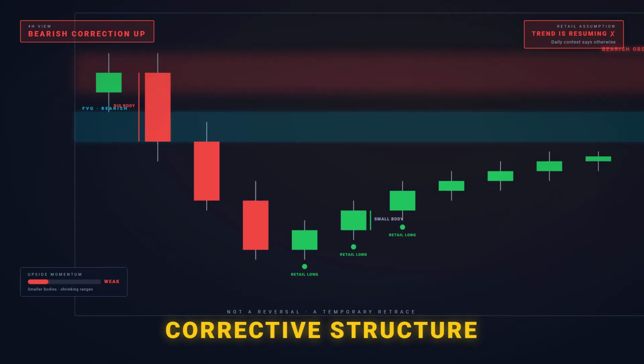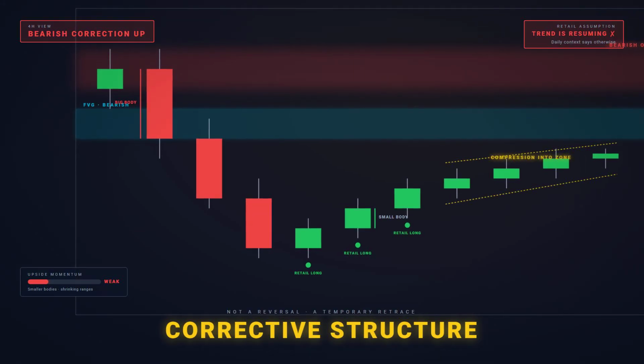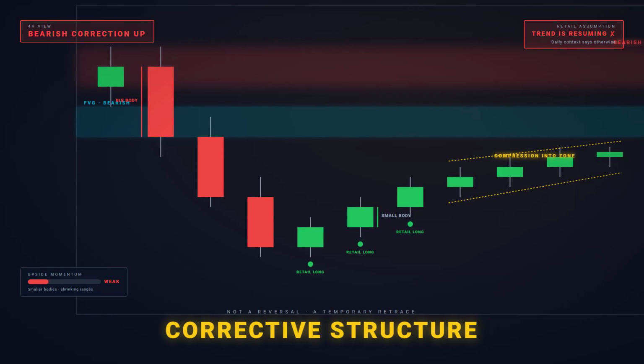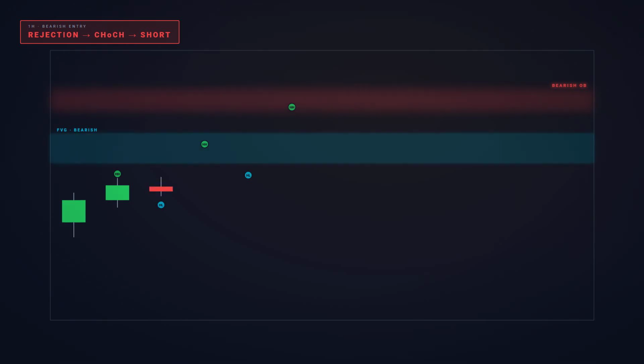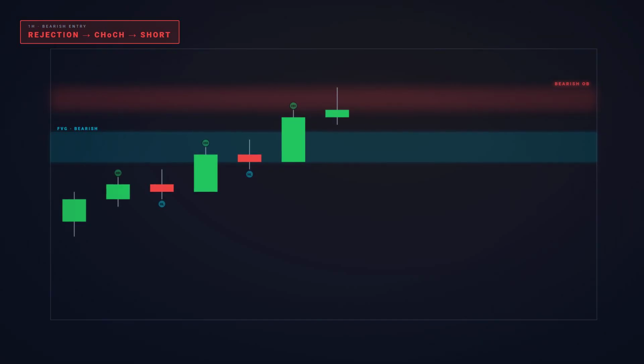On the 1-hour chart, the correction resolves into a compression pattern as it approaches the bearish order block and FVG zone. The candles narrow. The ranges shrink. The 1-hour structure inside the correction has been making higher highs and higher lows. The internal bullish structure of the correction. But now, at the boundary of the zone, that internal bullish structure stalls.